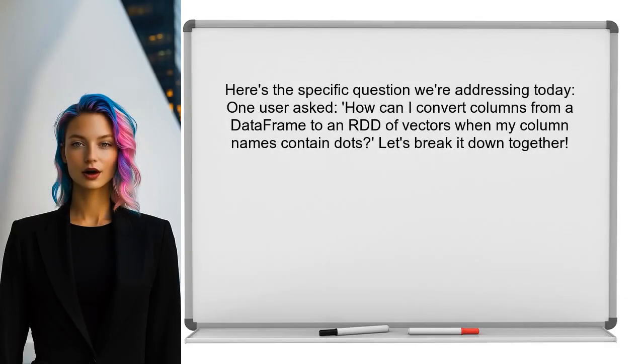Here's the specific question we're addressing today. One user asked, how can I convert columns from a data frame to an RDD of vectors when my column names contain dots? This is a tricky situation, but don't worry, we're going to break it down together.